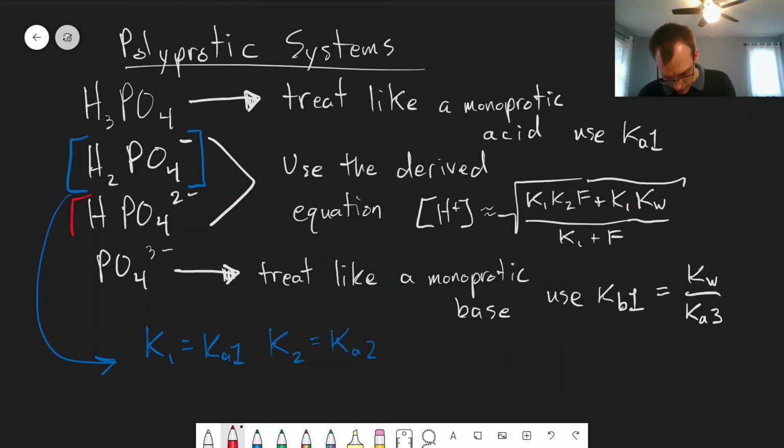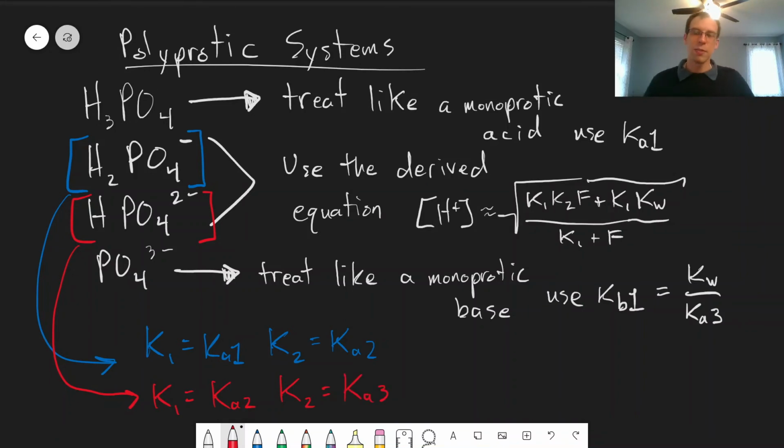If instead we're looking at hydrogen phosphate, now our 2 relevant K values are for the 2 acids present, the H2PO4 minus and HPO4 2 minus. So K1 will instead be Ka2, and K2 will be Ka3. So that's the only tricky thing with polyprotic systems. You have to keep track of which species are present that you need to consider. But otherwise, we treat this just like we did the diprotic systems. So in the next video, we'll go through some example calculations for phosphoric acid, looking at the Ka values to find the pH of a specific concentration of each of these.